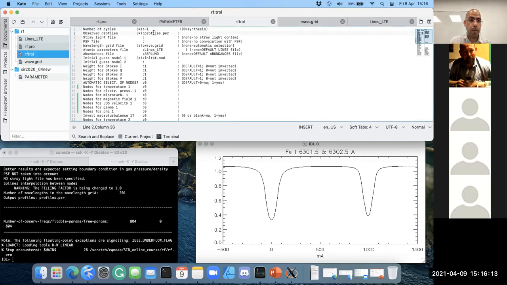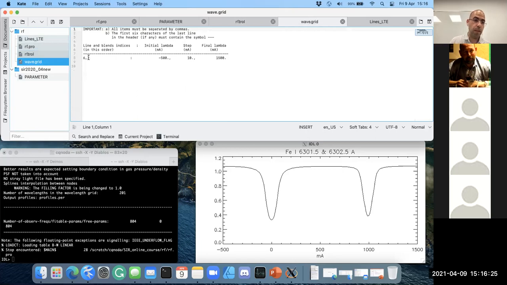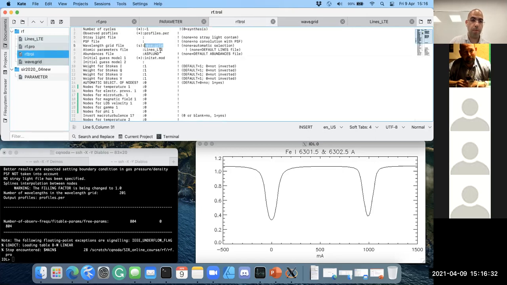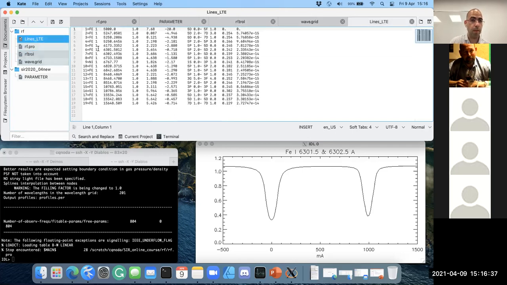Okay, so in this case, profiles, it's because it was there. So the important thing that you need to have is a wave grid, as we are running the same example as before. So it's calling index 6 and 7, and with this spectral range. So you look here and you say, okay, index 6 and 7 from this line list. So you go, and 6 is 601 and 7 is 602. Okay, so we are confirming that we are running the lines that we are interested in computing.